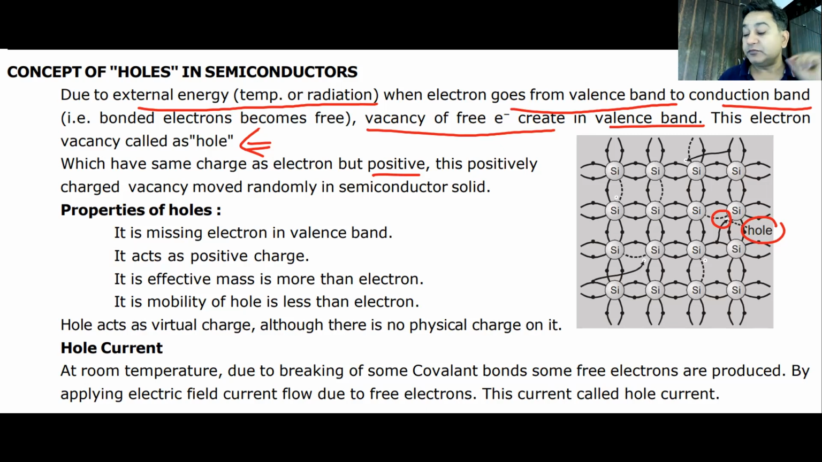Yes, sir. Properties of hole: it is a missing electron. We understand this. It acts as a positive charge. We understand this. Yes, sir. Its effective mass is more than an electron. Remember this. Its mobility is less than that of an electron. It is a virtual charge; there is no physical charge. We understand this. Yes, sir.